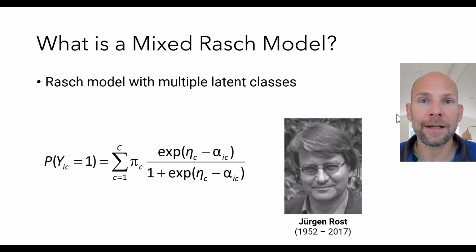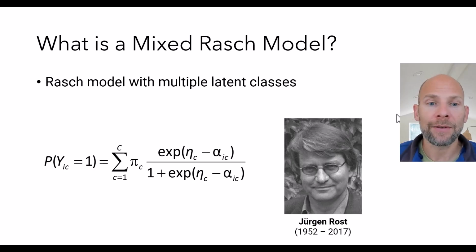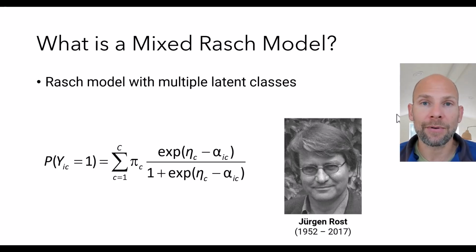Here you can see the equation for the mixed Rasch model, and you can see that the second portion on the right-hand side of the equation looks pretty much like what you would see in the Rasch model. We have a person parameter, so to say, or a latent trait variable eta, and we have an item parameter alpha. So in the Rasch model, the solution probability for an item i is a function of the latent trait score of an individual and the item difficulty. And that's the same thing in the mixed Rasch model.